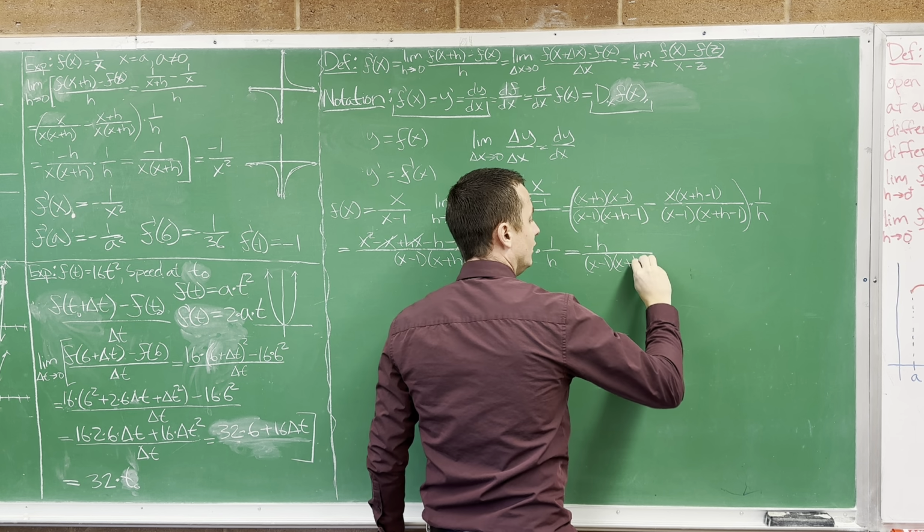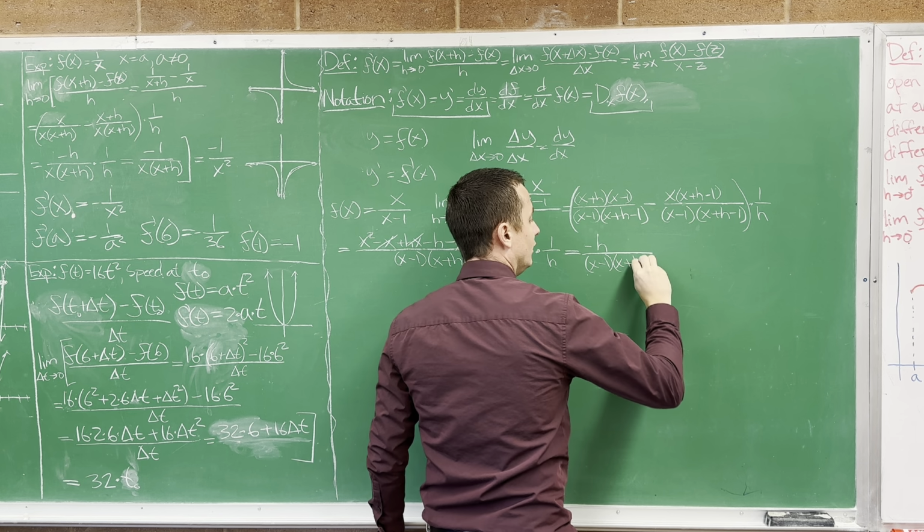Now we're ready to take our limit. And our limit is just replacing h with 0, right? Yep. So this is just going to be all equal to negative 1 over x minus 1, so x minus 1 squared. And that's the answer he has. Sweet. Good? All right, let's do his next example.